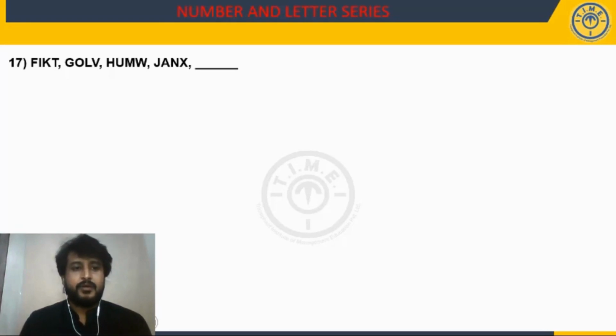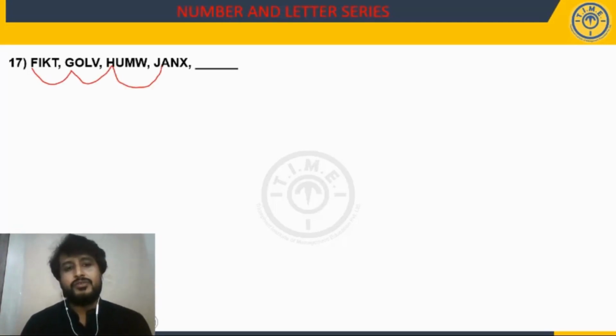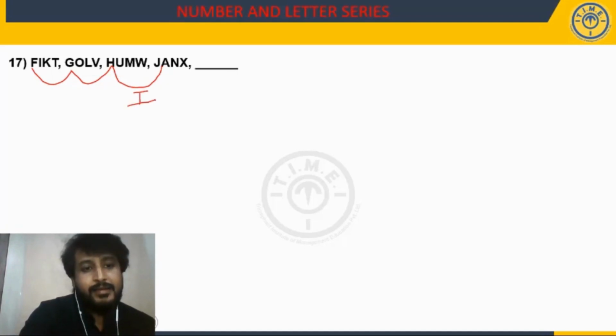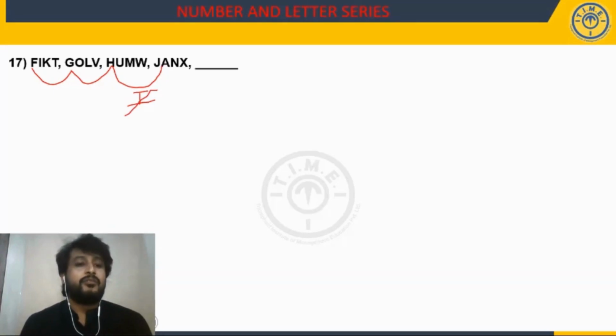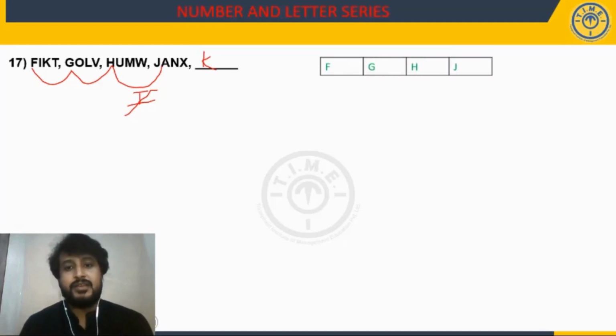Anyone? Okay, let's identify the logic in the first letters. F, G, H, J. F, G, H are the consecutive letters, but H to J, which is missing? I is missing, nothing but vowel is missing, so the given series is consecutive consonants. F, G, H, J. So what will be the next one? After J, the consecutive consonant will be K. So my answer must start with K. Logic in the first letter, consecutive consonants.